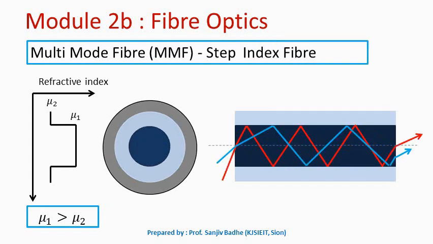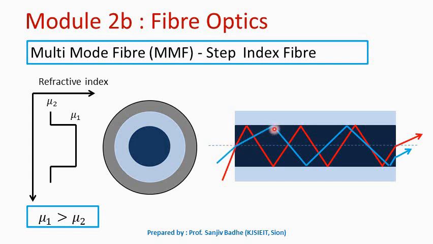Step index multi-mode fiber is similar to step index single mode fiber. The only difference is the diameter of the core is increased. In multi-mode fiber, the diameter of the core is typically of the order of 50 micrometers. Refractive index of core is constant and has the value of mu1. Refractive index of cladding is mu2, and the refractive index changes abruptly at the core cladding boundary. So this is a multi-mode fiber in which the diameter of the core is increased. Multi-mode fiber means more than one light ray can travel simultaneously, so more than one path is available.